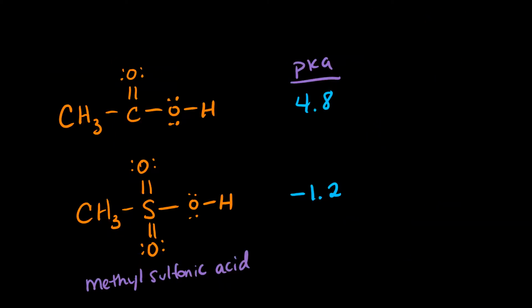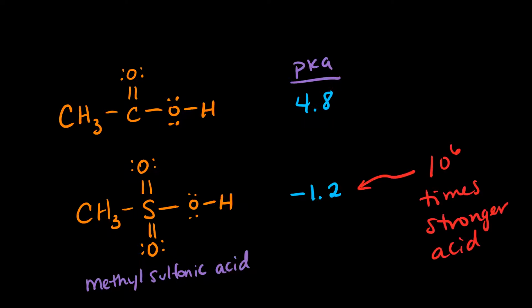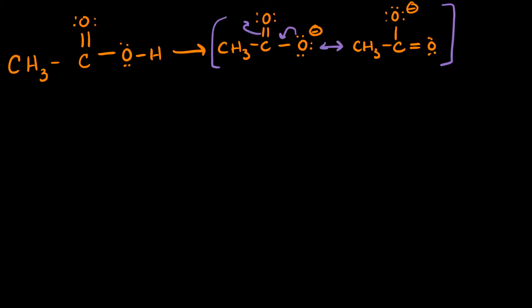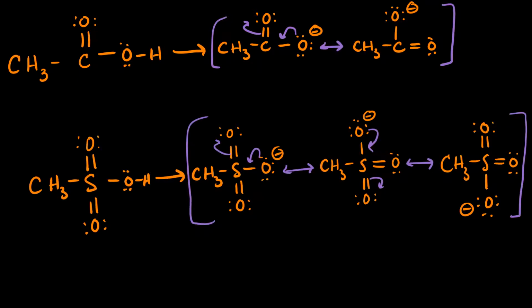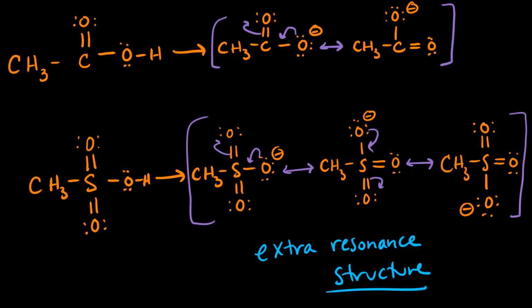Let's make another comparison. This time we will take a look at acetic acid on the top and methyl sulfonic acid on the bottom. Notice that methyl sulfonic acid is 10 to the 6 times stronger in acidity than acetic acid. Recall that we can draw 2 resonance structures for acetate, the conjugate base of acetic acid, shown here, but for methyl sulfonate, the conjugate base of methyl sulfonic acid, we can draw 3 resonance structures, and it's this extra resonance structure that accounts for the added stability of methyl sulfonate relative to acetate.